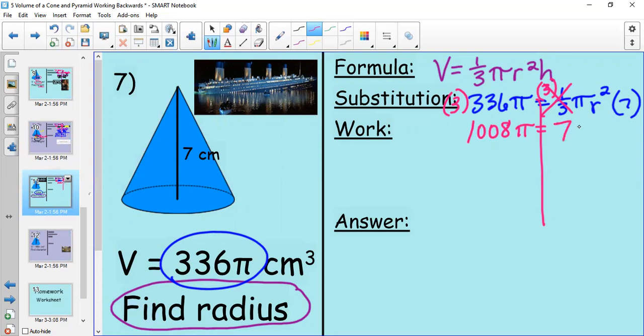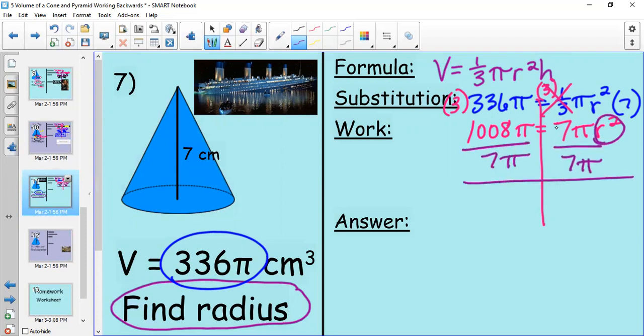So the only difference here is that instead of just radius, I have radius squared. Okay, so we'll talk about that here in just a second, but this is all the same. I want to get the radius squared by itself, so I'm going to get rid of the 7 and the pi first by dividing by 7 and pi, which cancels out on the right. On the left, the pi's cancel out. 1008 divided by 7 is 144, and here is the part where it's different from all the other ones, because normally that's your answer. But this is radius squared. That's not the radius.